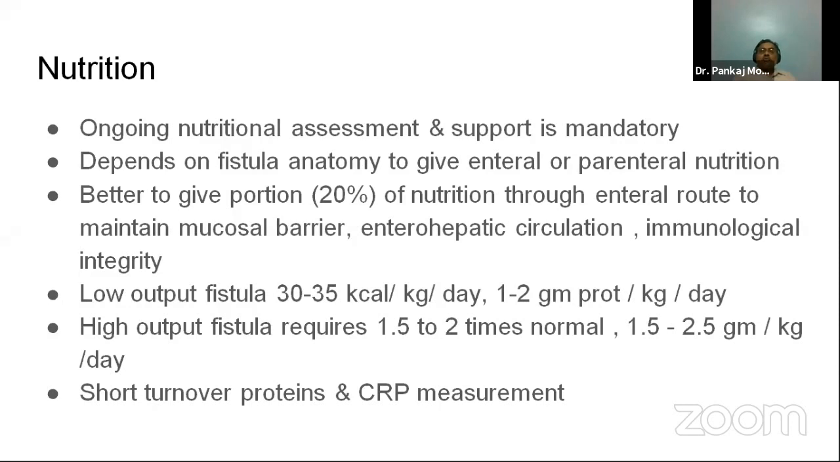A high output fistula arising from the jejunum requires much more than a high output fistula from the ileum. As you go to a distal fistula, the nutritional requirement will decrease. As you go proximally, the electrolyte requirement and stabilization are more important than nutrition. As you go distal, nutrition is more important.